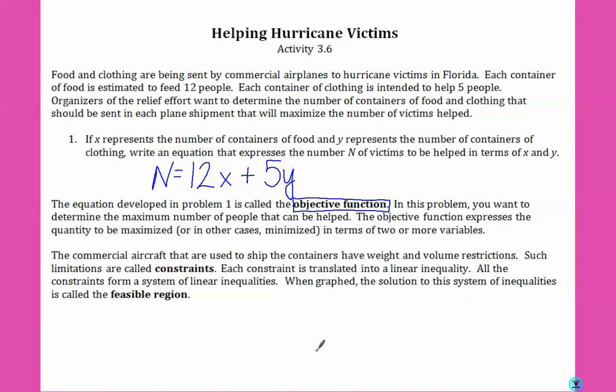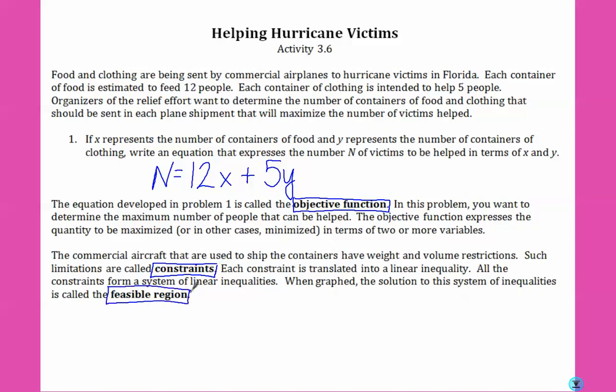The commercial aircraft that are used to ship the containers have weight and volume restrictions. Such limitations are called constraints. Each constraint is translated into a linear inequality. All of the constraints form a system of linear inequalities. When graphed, the solution of the system of inequalities is called the feasible region.